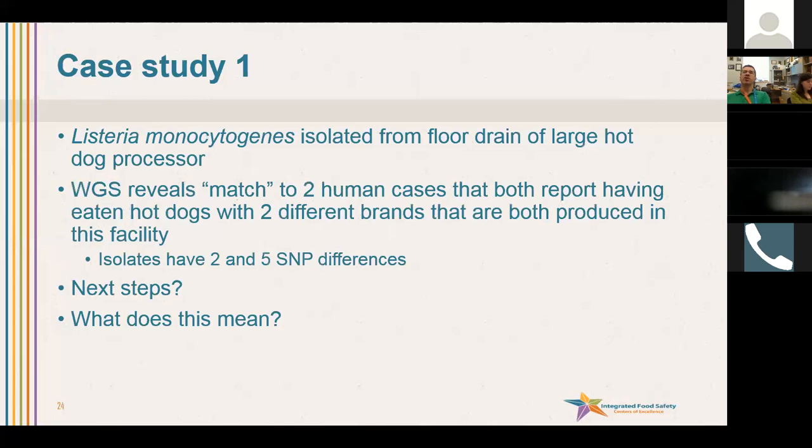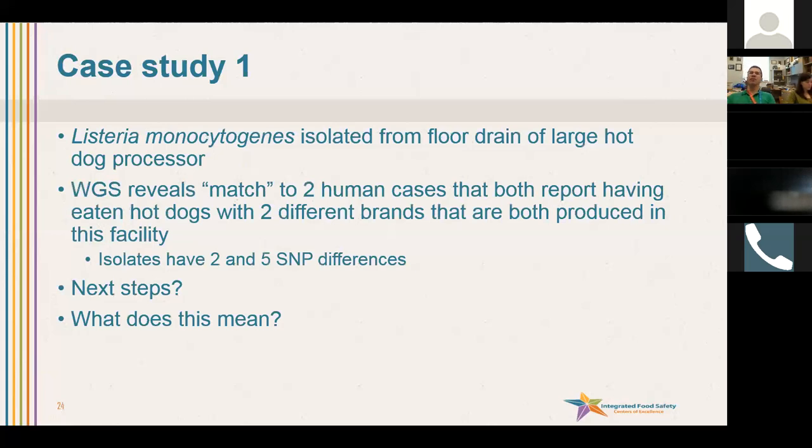Whole genome sequencing shows a match to 2 human isolates where both people, as part of the routine Listeria questionnaire, so every case patient with Listeria, as far as I know, is going to get a questionnaire administered, both said they ate hot dogs, provided different brands when re-interviewed, and both of these brands are actually produced at that given facility. Human 1 differs by 2 SNPs from the floor drain isolate. Human 2 differs by 5 SNPs from the floor drain isolate.